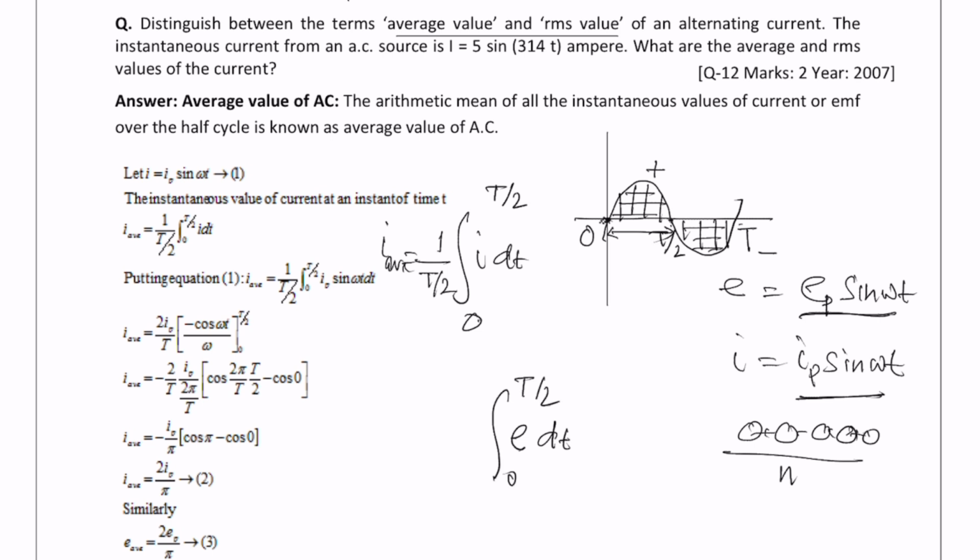Since you have added up to 0 to T by 2, you have to divide by T by 2. This is the average EMF. Now what is I? I is equal to I0 sin omega t, where I0 is the peak value of current. Now the integration of sin omega t is minus cos omega t. Put the upper limit T by 2 and the lower limit 0. Ultimately we get the average current equal to 2I0 by pi.